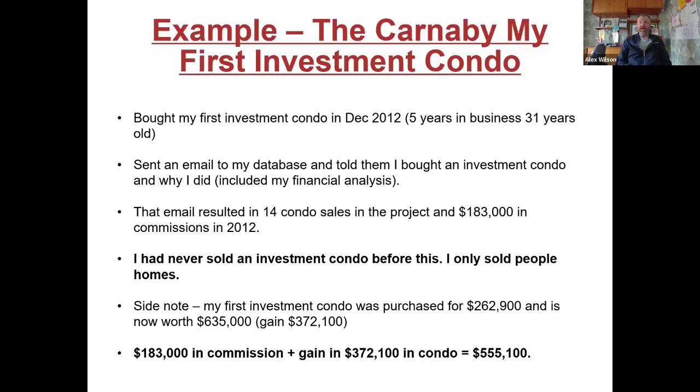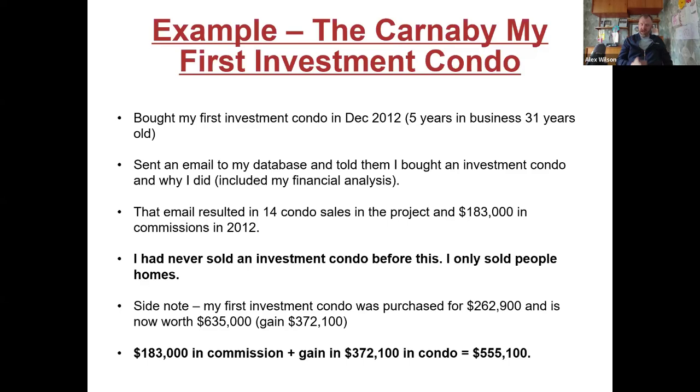And those people followed me, which resulted in 14 condo sales in the project, and that was $183,000 in commissions in 2012. I had never sold an investment condo before this. I only sold people homes. Side note, I still own that investment condo, which I bought for $262,000, and it's now worth $635,000. That's a gain of $372,000.